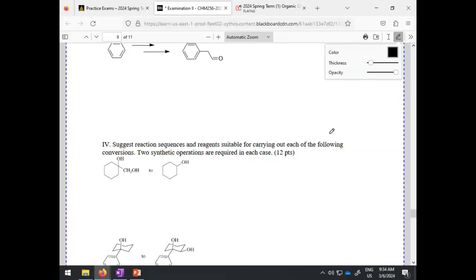Reagents for each of the two operations. Okay, so to analyze this reaction, you are losing a carbon. From here to here, you're losing a carbon. Here you have 7 carbons, here you have 6 carbons. So you have to cut a carbon-carbon bond.